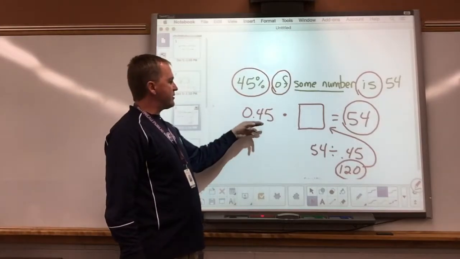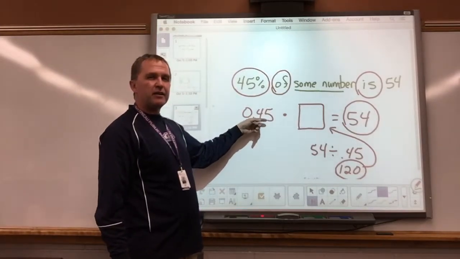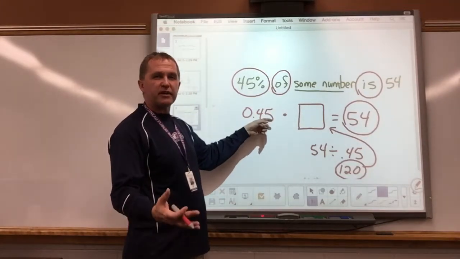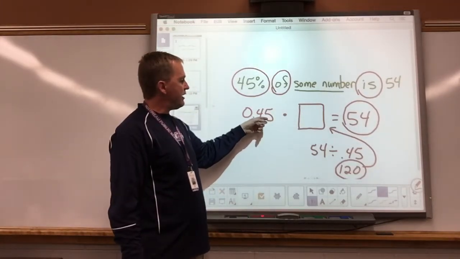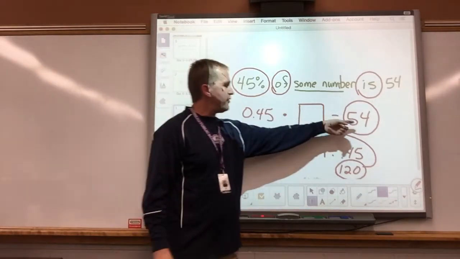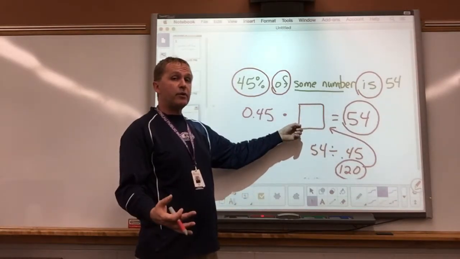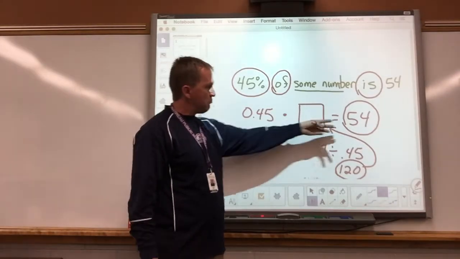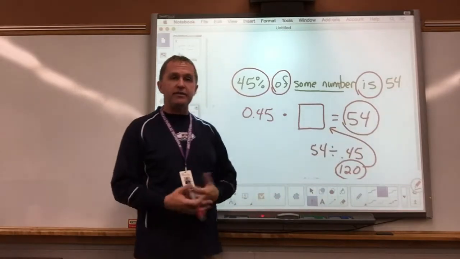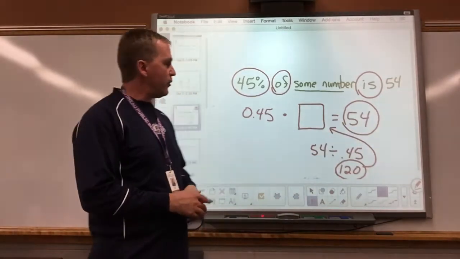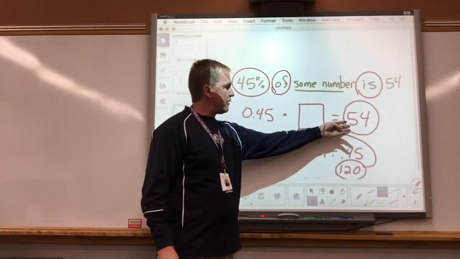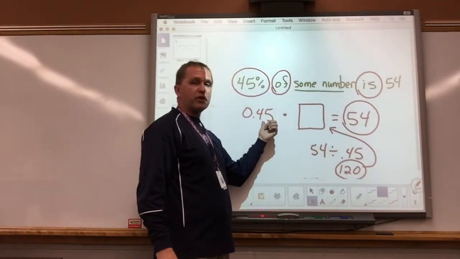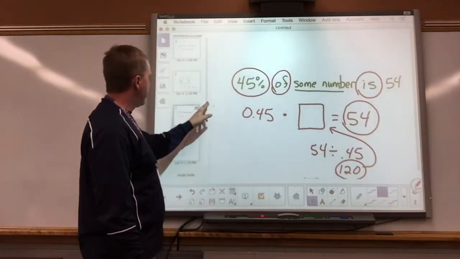Hopefully that makes sense, because 45% of 120 is 54. 45% is a little less than 50%. It's a little less than half. So a little less than half of 120 is 54. Well, I know half of 120 is 60. A little less than half, 45%, makes sense to me that that answer would be a little less than 60, or in this case, 54. But again, it was all about saying that I was going to take 54, use the opposite operation of multiplication, so I divided by that number exactly, which was 0.45.